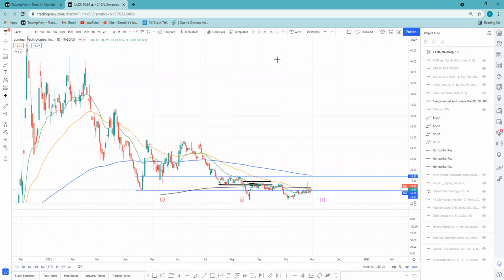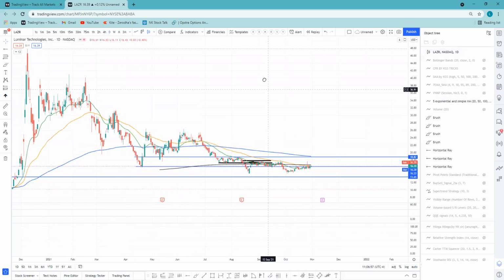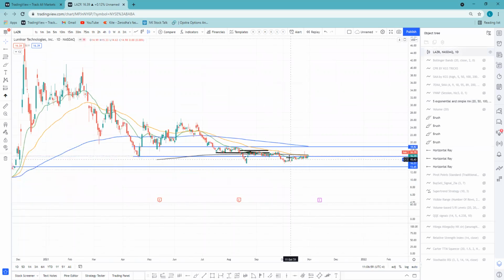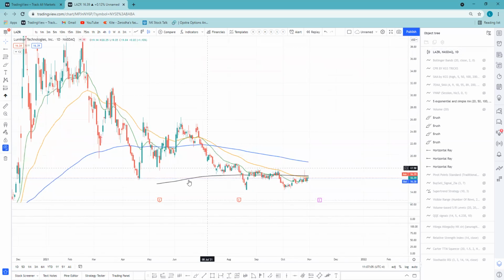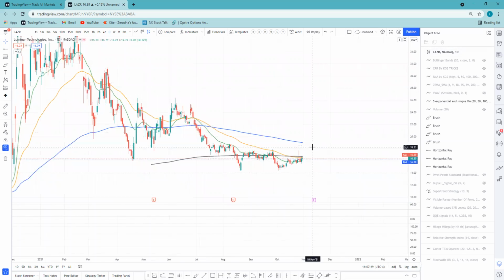If you see here, do you want to go long? I don't want to go long here on Laser. Why? Because this black line is my 400 EMA, and the price is struggling at the 400 EMA. I don't want to go long on those kinds of stocks. Let it go. Let it come to your level.